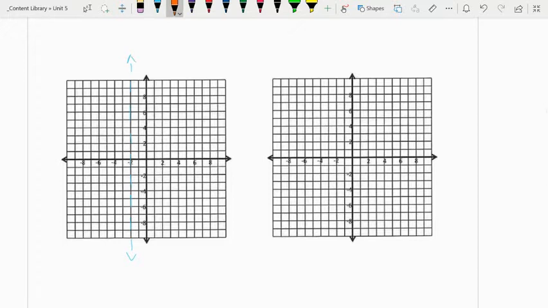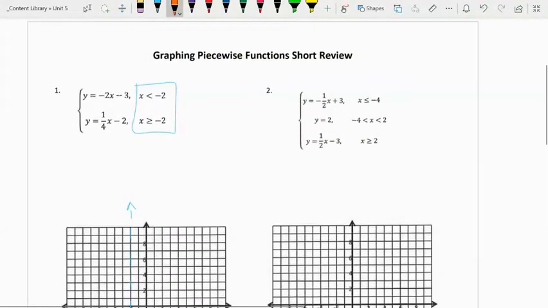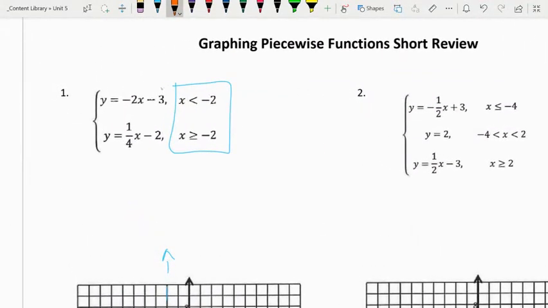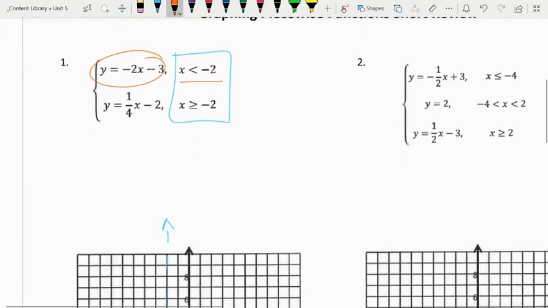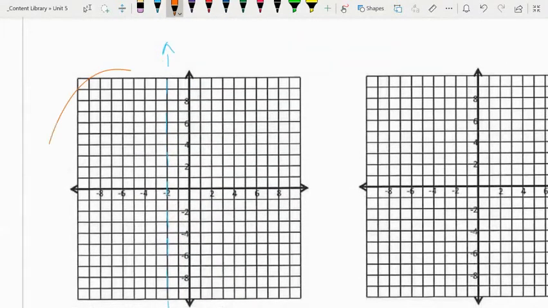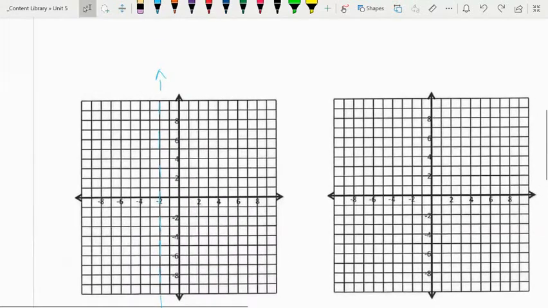Now I know that there's only going to be one function on the left and one function on the right. So then we look at each equation separately. So the first equation, y equals -2x minus 3, is where x is less than -2. The less than -2 means that it is going to be in this left portion here, because that's where our x values are less than -2. So remember, you have two options of knowing where to start.